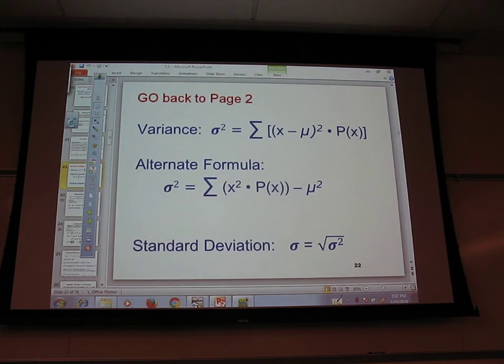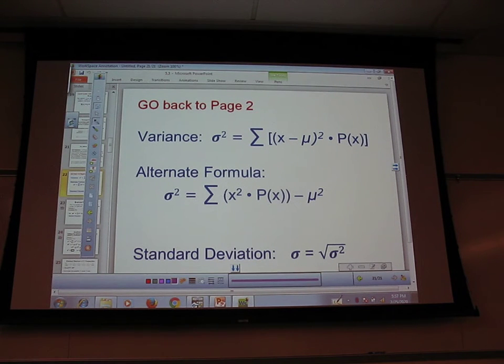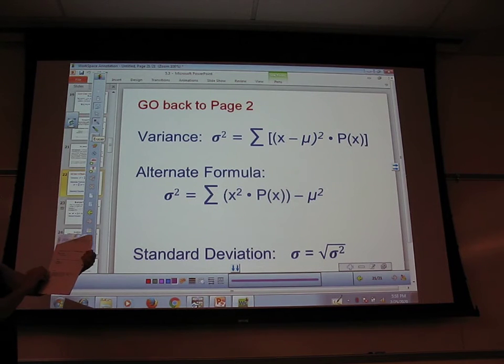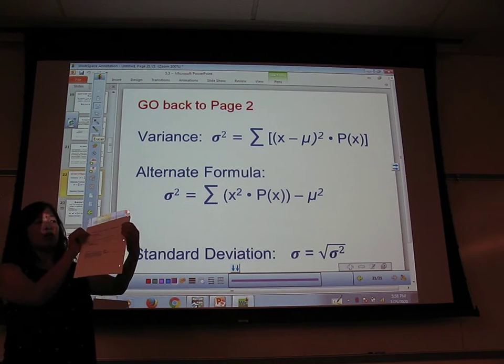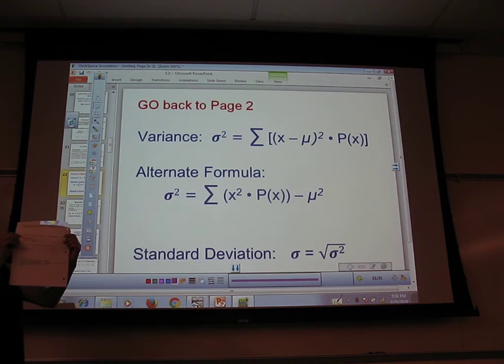So let's go back to page 2. Page 2. Right here, we're at not quite the top, but towards the top of page 2.